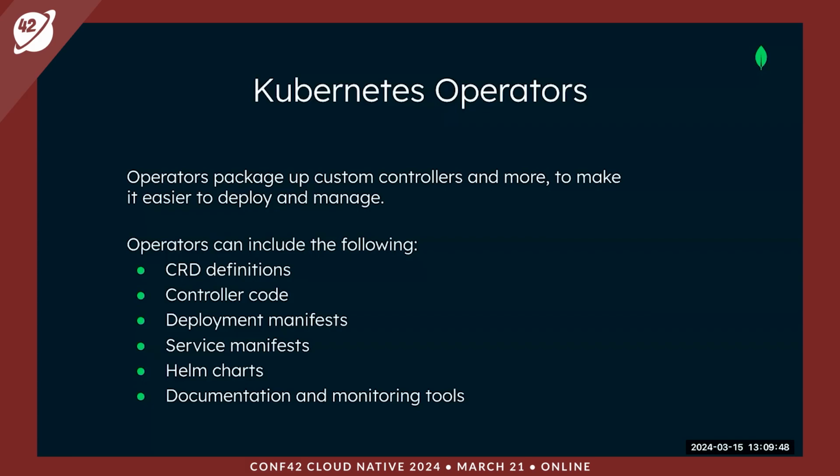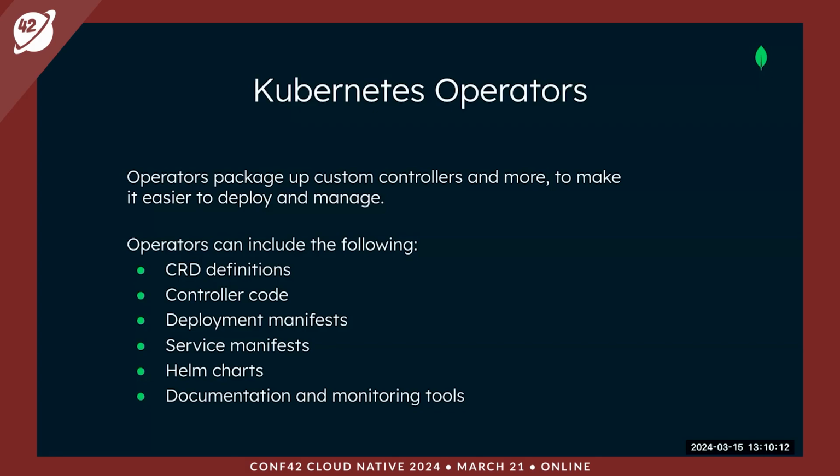So operators package up custom controllers and a few more components to make it easier to deploy and manage applications. Where a custom controller executes a single control loop to manage a specific Kubernetes custom resource, operators not only package multiple controllers, but also additional assets needed to deploy and manage an application.